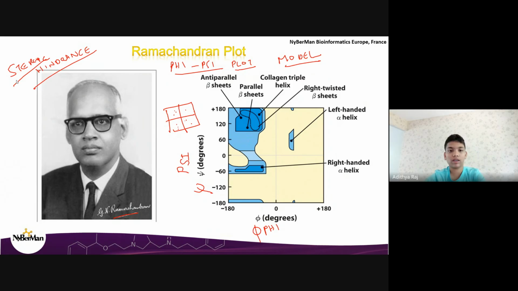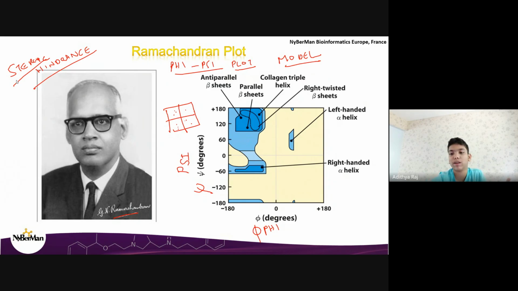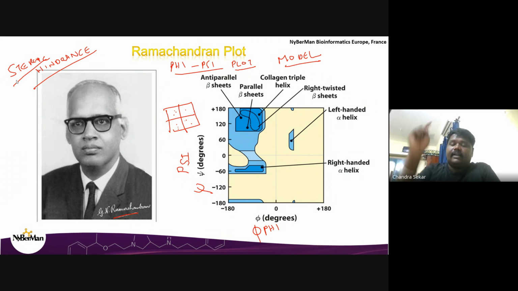Now you have to imagine how each and every molecule can move itself. That is made by this Ramachandran. So how those molecules will move, he is predicting using this Ramachandran plot. So in our practicals also we are going to use it.